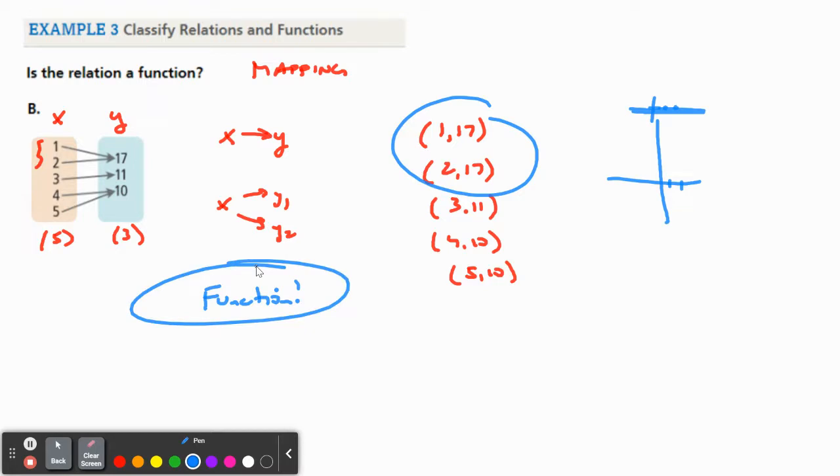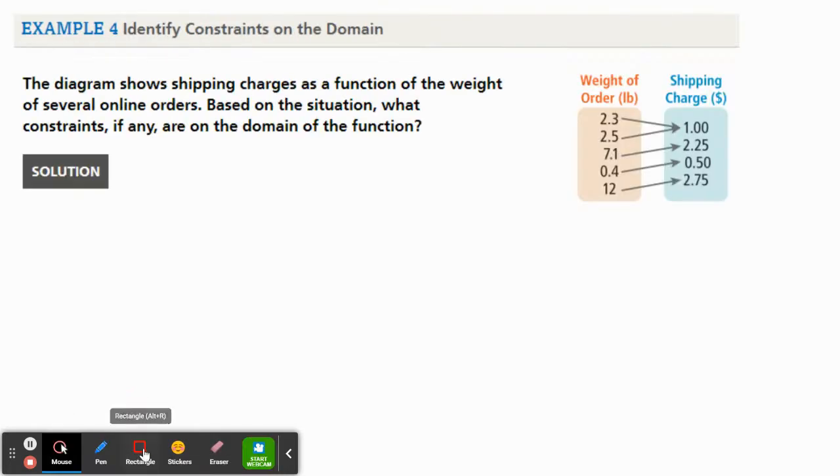Perfect. Okay. Last but not least here. Example 4. It says the diagram shows shipping charges as a function of the weight of several online orders. Based on this situation, what constraints, if any, are on the domain of the function?